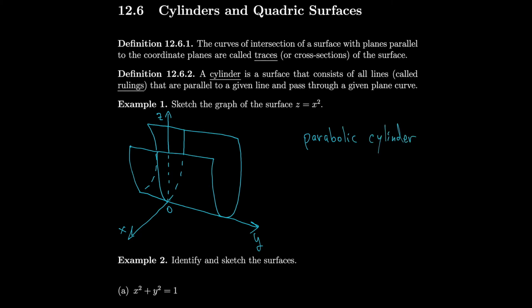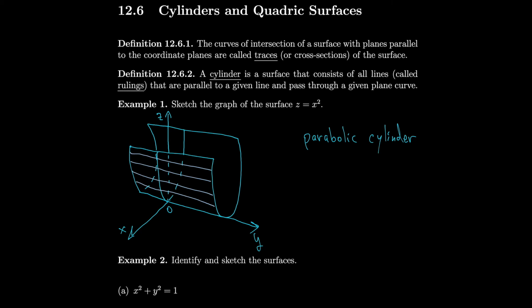You might be saying, well, why is it a cylinder? Well, if you were to take another color and draw rulings, then you would see that you can build the cylinder out of rulings that are all parallel to the y-axis. And since a cylinder is any surface that you can build up out of these rulings parallel to a given line, that makes this thing a cylinder, even though it doesn't look exactly like your classic cylinder. But if you were to draw enough of these rulings over here, then you would build up this entire surface.